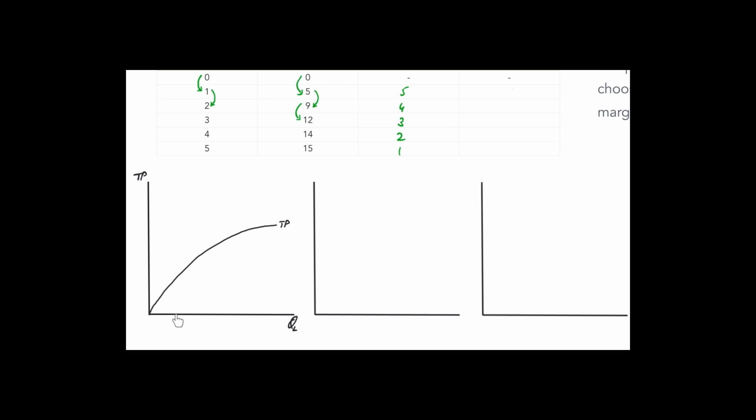Okay, this is how my total product looks like. As I'm increasing the labor, पहले it increases by 5, then it goes to 9, then it goes to 12, 14, and then 15. हल्का सा increase आ रहा है and maximizing. Now in chapter number 3, the way we drew it was something like this. It had an increasing at an increasing and then increasing at a decreasing and then hitting the maximum. This is how we did in chapter number 3. So that one is a valid one.